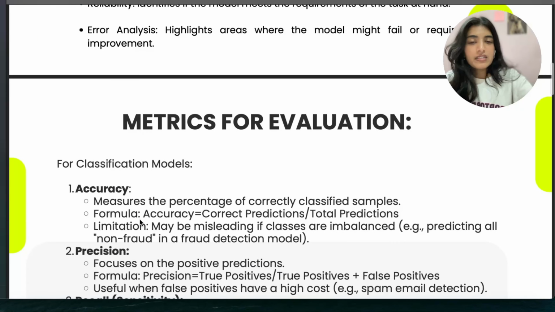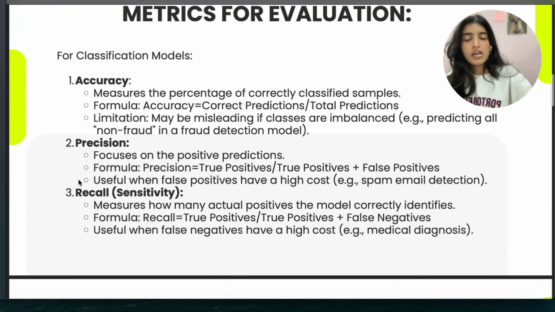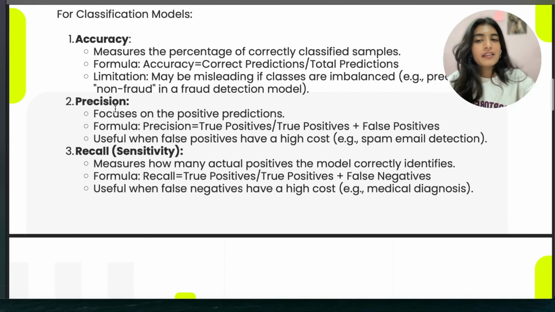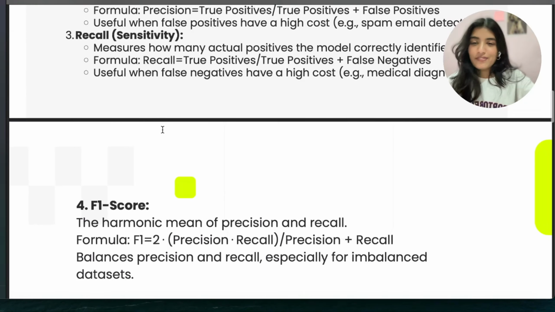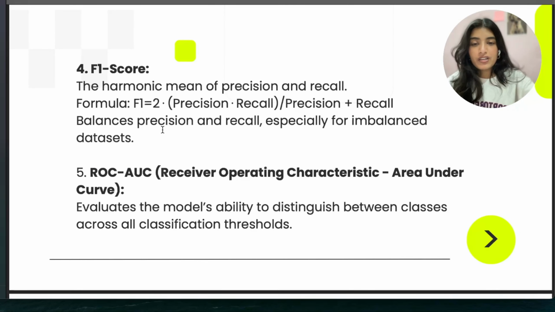Next we have the metrics for evaluation. For classification models, we have five metrics: accuracy, precision, recall, F1 score, and ROC AUC. Accuracy measures the percentage of correctly classified samples. Precision focuses on positive predictions. Recall measures how many actual positives the model correctly identifies. The F1 score is the harmonic mean of precision and recall. And ROC AUC evaluates the model's ability to distinguish between classes across the classification thresholds.